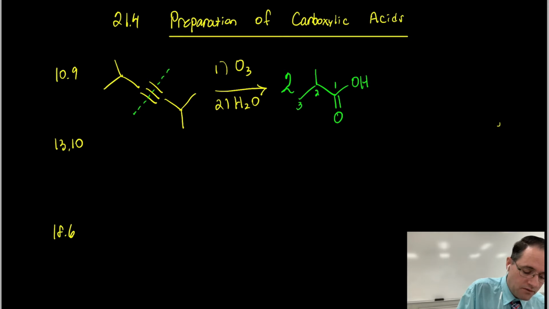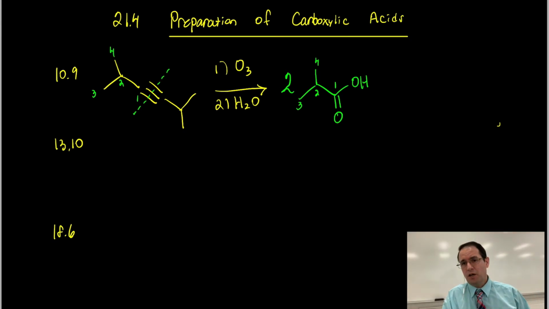So these 4 carbons come from the carbons that are on the alkyne. So the alkyne carbon becomes the carboxylic acid carbon, okay?